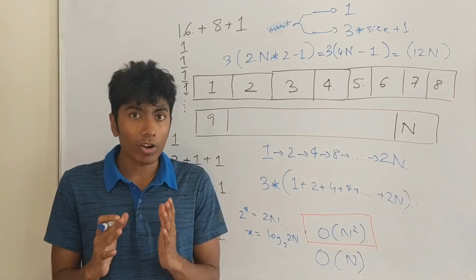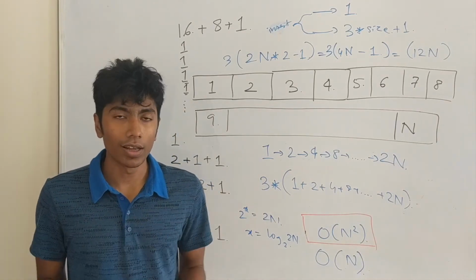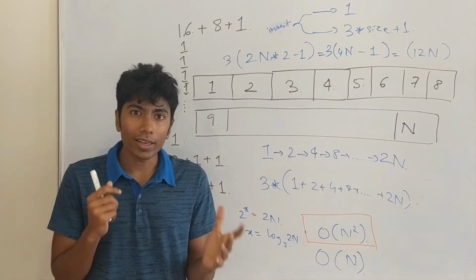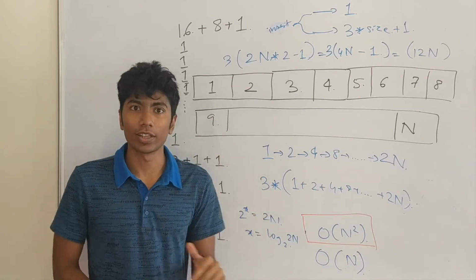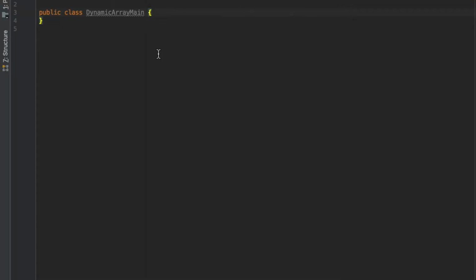So now what we're going to do is write the code for this amortized analysis, and I'm going to be throwing in a few extra challenges while actually coding this. So now we are writing the code for this, and what we have is a main function, but apart from that we also have a class which is a dynamic array.